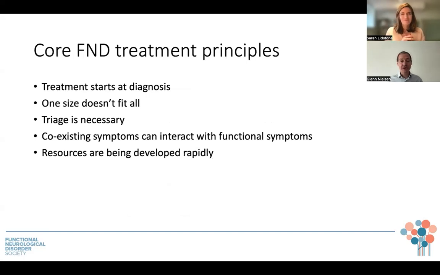So throughout the course, we'd like you to keep in mind overarching treatment principles. Important ones are that treatment starts at diagnosis. There's no one-size-fits-all approach to treatment. And triage is necessary to ensure the right person has the right treatment at the right time. Coexisting symptoms and problems can interact with FND, and they also need to be considered as part of a rehab plan. And also, in most parts of the world, resources for people with FND are very limited. But an exciting thing is this is rapidly changing.